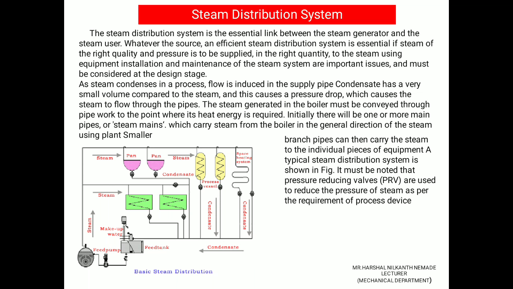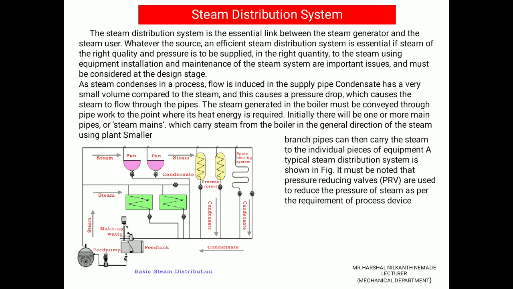As the steam is consumed in the process flow, it induces a supply through the pipe, which contains a very small volume compared to the steam, and this causes a pressure drop which causes the steam to flow through the pipe. The steam generated in the boiler must be conveyed through the pipe work to the point where the energy is required. Initially there is a steam main which carries the steam from the boiler, generally in the direction of the steam-using plant.